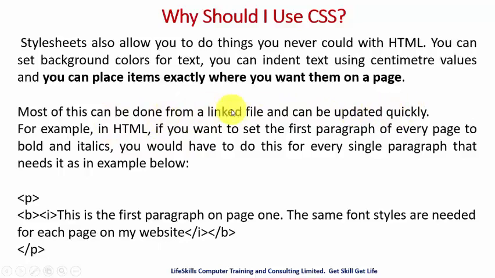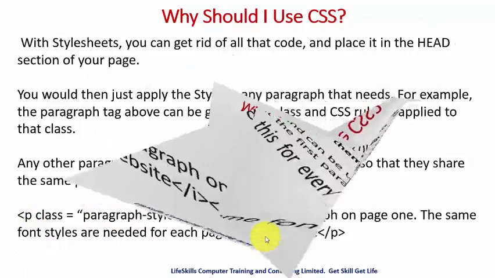The best way to use CSS is to write your CSS in a separate file and you link it with your HTML file. For example, in HTML, if you want to set the first paragraph of every page to be bold and italics, you will have to do this by applying bold to every paragraph. Look at this. Paragraph tag bold. So any item within this paragraph tag will be bold and italicized. But with CSS, all you need to do is to write your CSS rule in a place, and it will apply to all paragraphs on your page or on the whole website.